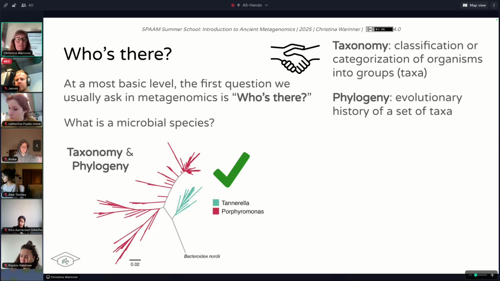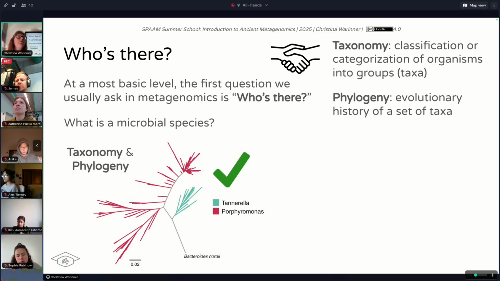In the case of Tannerella and Porphyromonas, what we can see here is that this agrees. So the phylogeny and the taxonomy are in agreement. All of the Tannerella are clustering together in one clade, and all of the Porphyromonas are also clustering together in a clade that then bifurcates, but it's coherent. It's phylogenetically coherent. So the taxonomy and the phylogeny in this case agree.